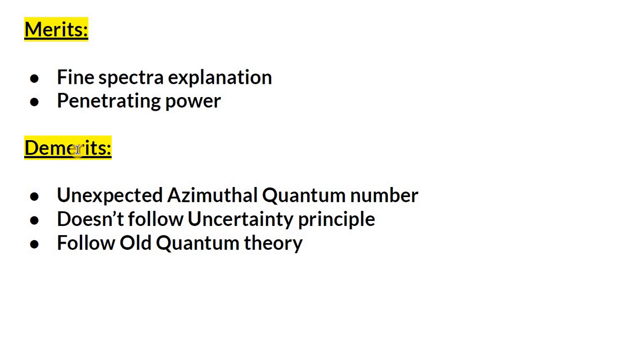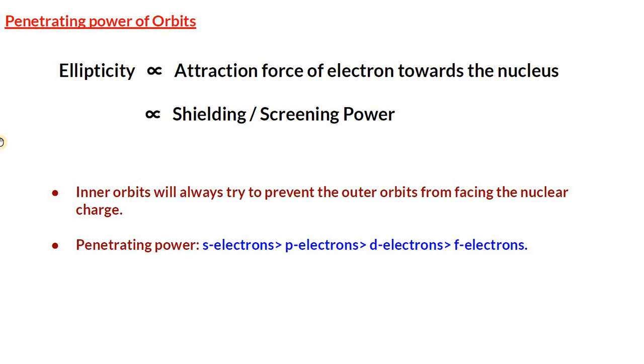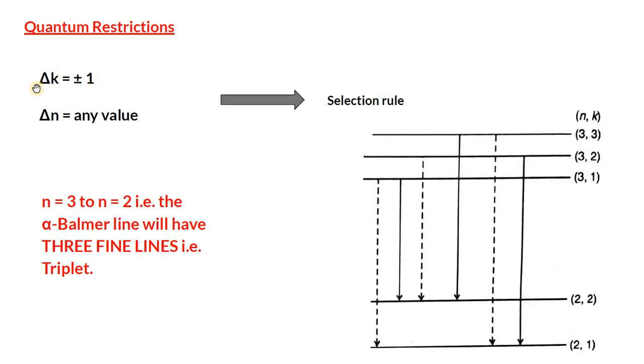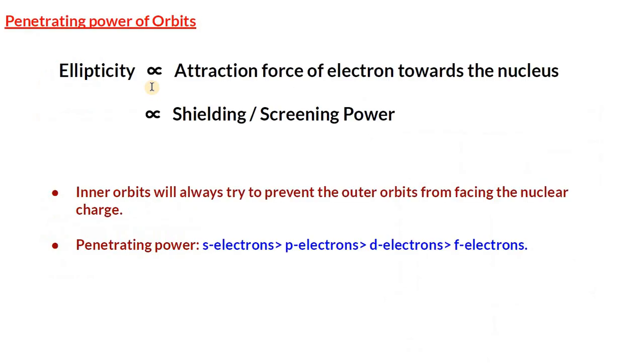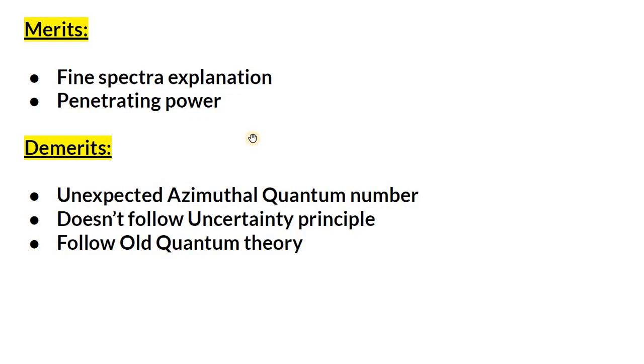Also, the Sommerfeld model can't explain a lot of components present in the fine spectrum. Because the Sommerfeld model takes the delta k equals plus or minus 1 value, this quantum restriction, because it needs to follow the experimental results. Okay, this is why it is taken. But how this comes about, Sommerfeld did not explain. So in the fine spectrum, the Sommerfeld model did not explain the other components.